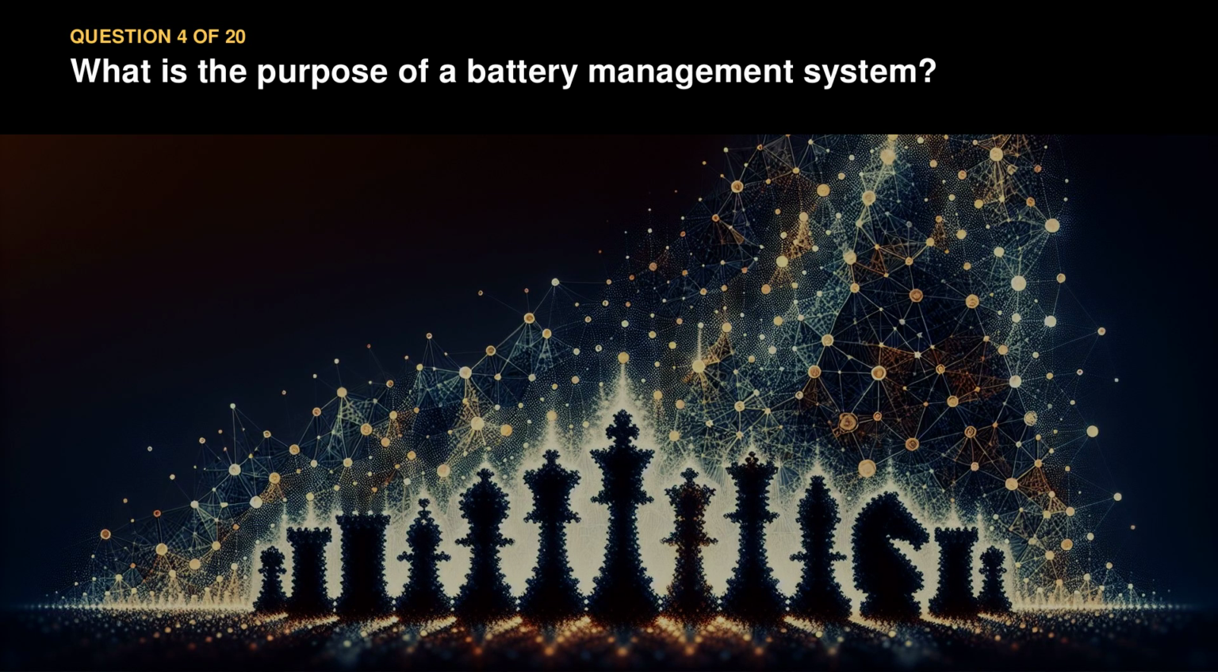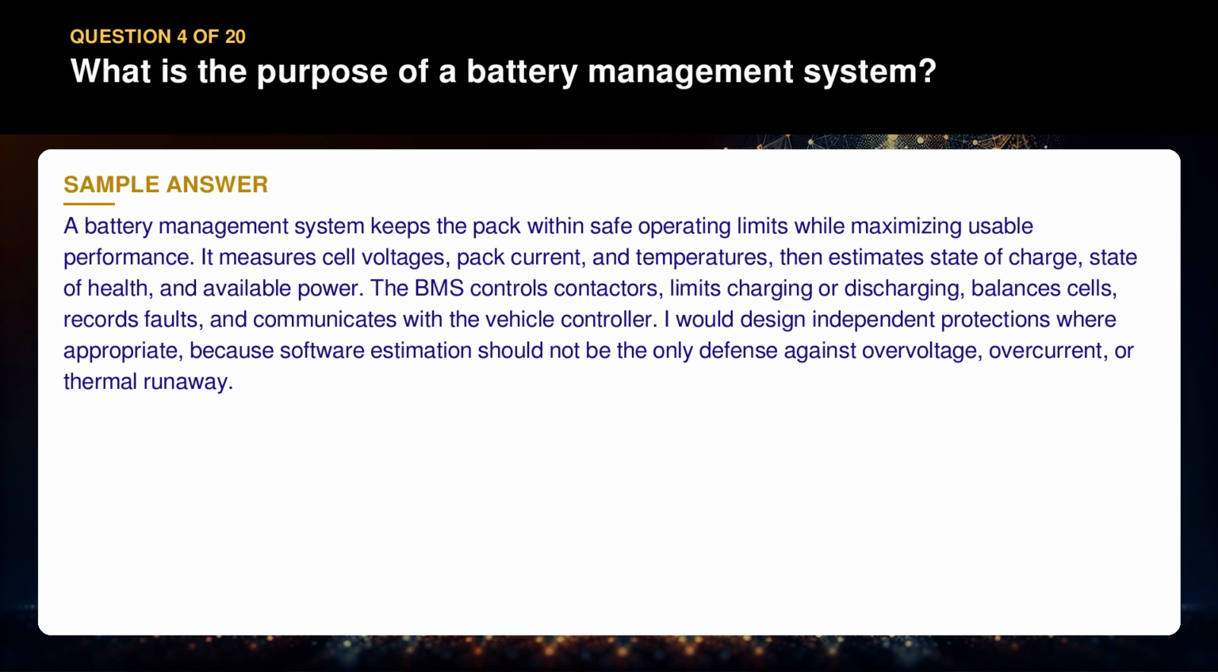Question 4. What is the purpose of a battery management system? A battery management system keeps the pack within safe operating limits while maximizing usable performance. It measures cell voltages, pack current, and temperatures, then estimates state of charge, state of health, and available power. The BMS controls contactors, limits charging or discharging, balances cells, records faults, and communicates with the vehicle controller.